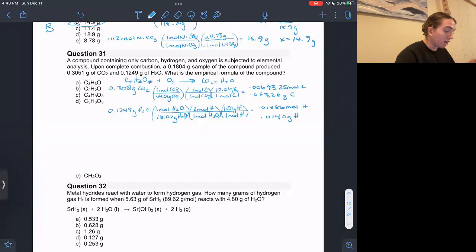Okay, so I have grams of carbon, grams of hydrogen, moles of carbon, moles of hydrogen. So I know that my grams of carbon and my grams of hydrogen are going to make up that component of the original gram sample. So in order to find my grams of oxygen, I'm going to sum up those grams and then subtract that from the original sample. So I'll have 0.1804 minus.